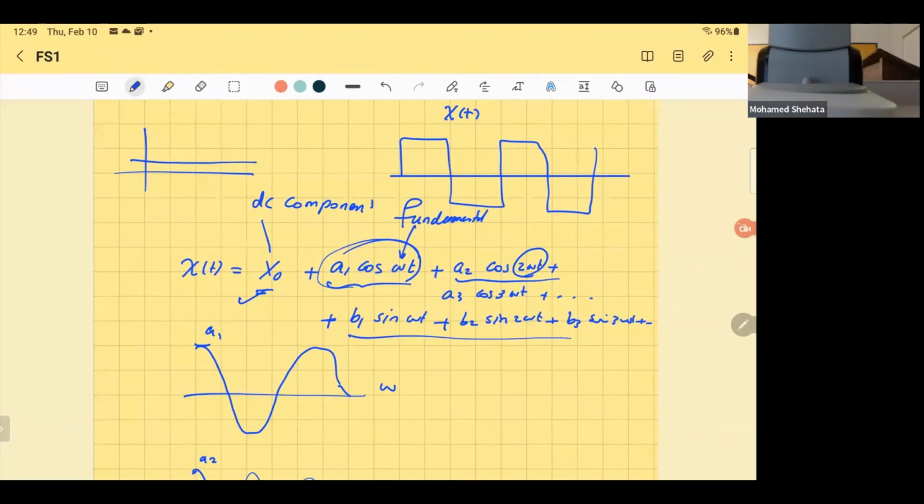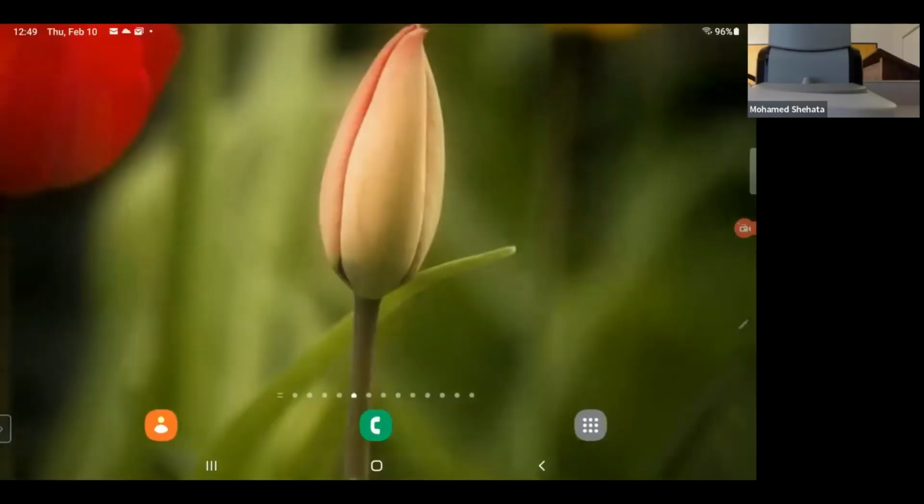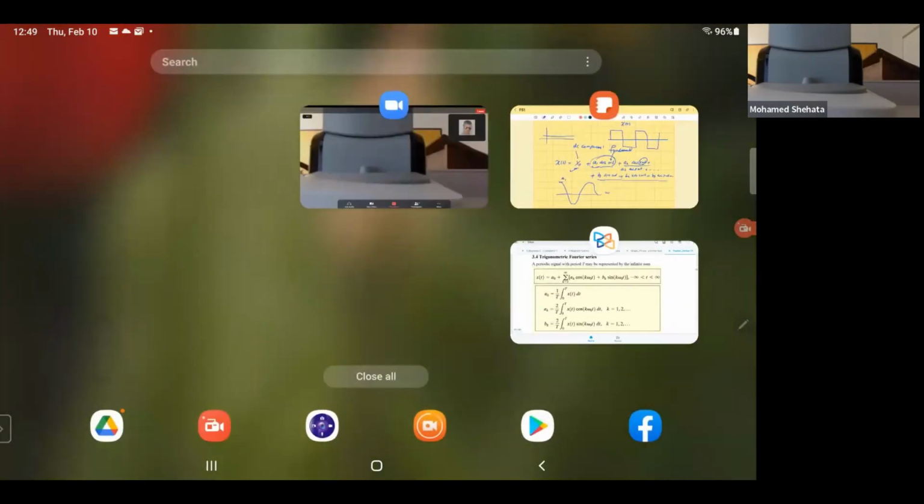What about this one? B1 sine omega t, fundamental component, amplitude is equal to B1. And the second one, B2 sine 2 omega t. This is the second harmonic, the frequency double the fundamental, and the amplitude is equal to B2. So you got a series of sinusoidal waves in terms of cosine and sine. How we calculate it, that's what we're going to see, how Fourier did the formula.